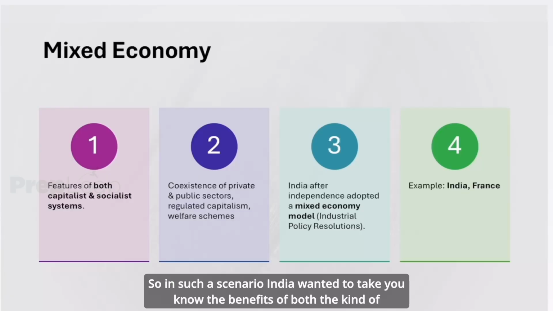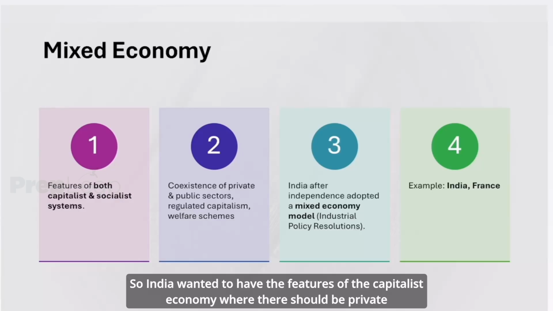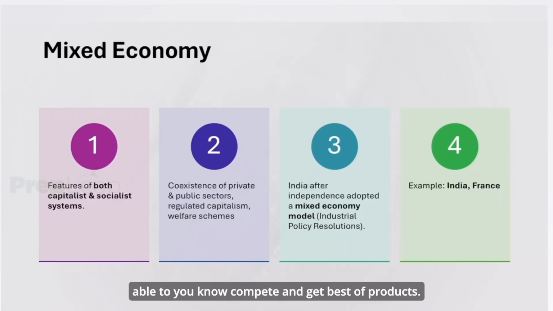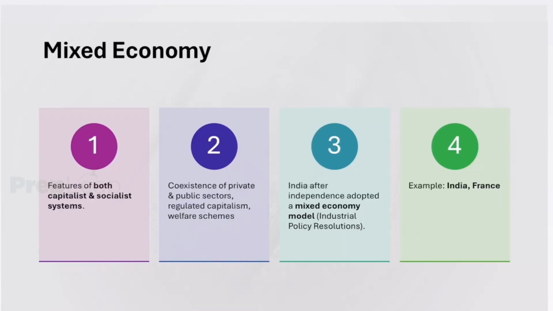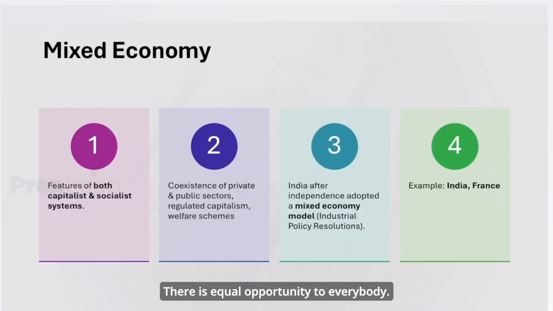So in such a scenario, India wanted to take the benefits of both kinds of economies. India wanted to have the features of the capitalist economy, where there should be private ownership, there should be competition, there should be a free market, people should be able to compete and get the best of products. But they wanted to maintain a social system so that there's no concentration of wealth. There is equal opportunity for everybody.